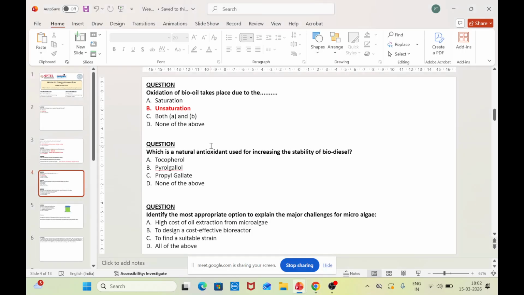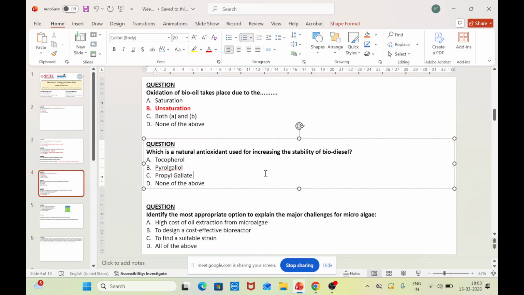So, first of all, why do we need to add antioxidants? We need to add them so that the stability of the biodiesel can be maintained. But suppose, if we don't add an antioxidant, then how will it affect the biodiesel? Let me put the question somewhere here. How does the absence of antioxidant affect the quality of the biodiesel?